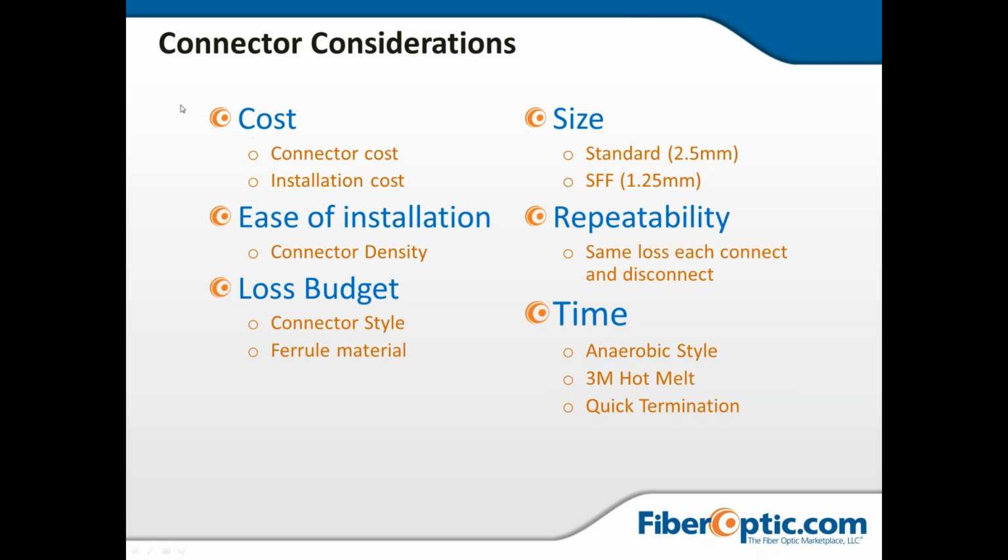In all honesty, it's going to come down to cost. You can take all six of these, and if five out of six, size, repeatability, time, loss budget, ease of installation, are met, if you have a budget, and when I say a budget, I mean a cost budget, you have to fit it in there. Then you're going to go with the connectors that fit into that budget.